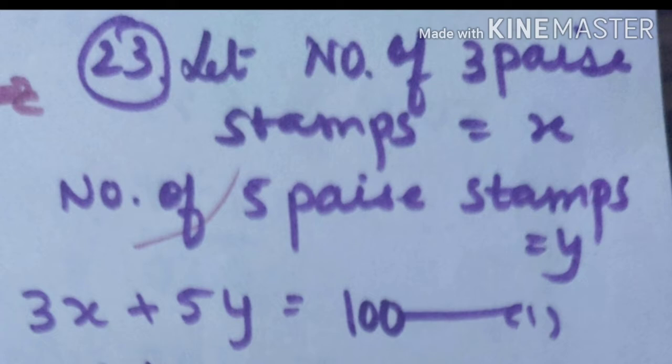and on the left side of the equation, 3x means 3 paise, how many stamps? x. So 3 multiplied by x, and 5 paise with y number of stamps, so 5y is equal to 100. 100 means, again I am telling you, 1 rupee is 100 paise. Likewise we get our first equation, 3x plus 5y is equal to 100.